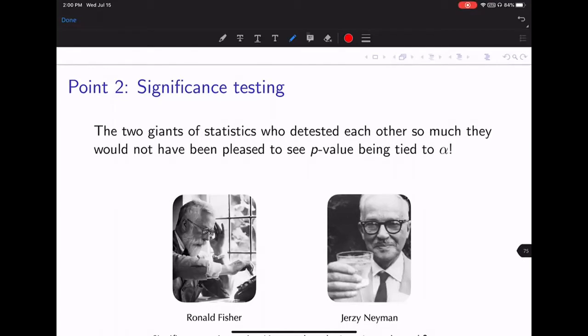Ronald Fisher said, Jerzy Neyman's approach is stupid. I don't understand why you need to do this and that. And Jerzy Neyman came back and he said, Fisher's idea is foolish and things like that. It was super acrimonious. They hated each other so much, right? But one funny thing about them and the two approaches they sort of championed, they didn't see the two approaches being compatible.